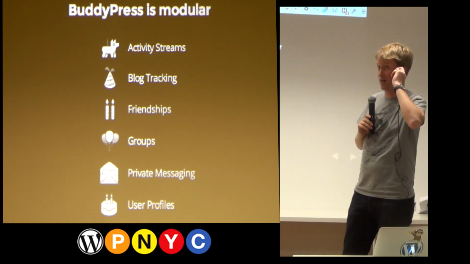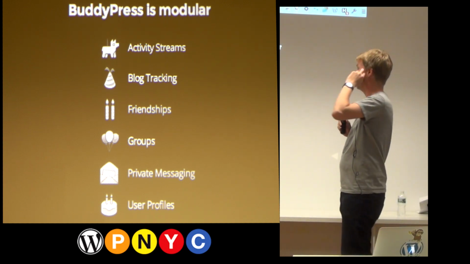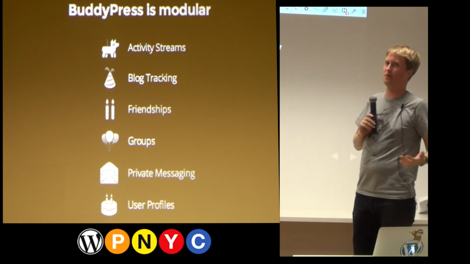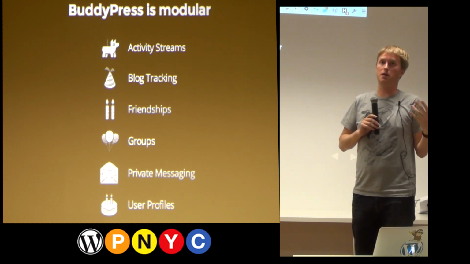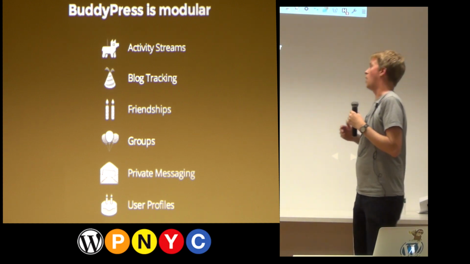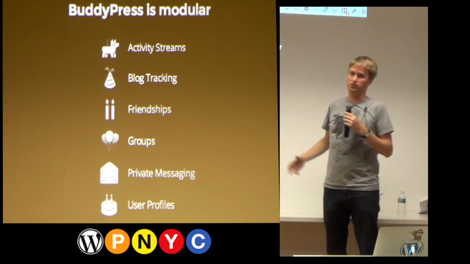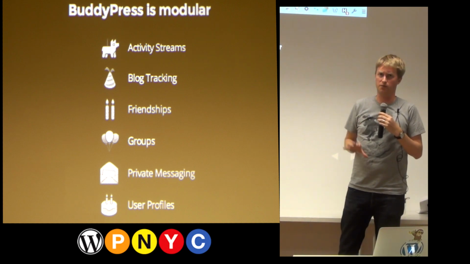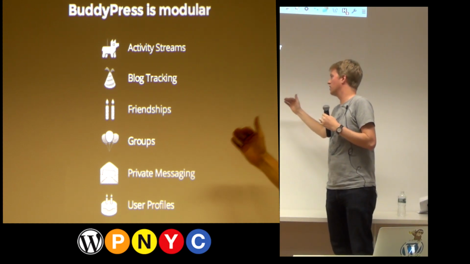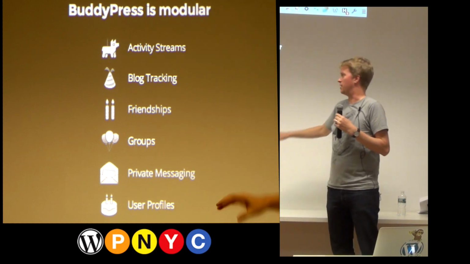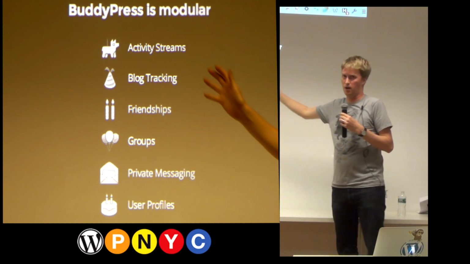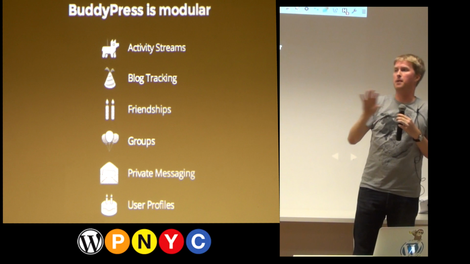One of the cool things about BuddyPress is that it is modular. By that I mean that it has all these different parts to it. These are what we call the different components of BuddyPress, and they are all independent of each other. For some sites, all you really want to have is activity streams. Maybe you want a way to aggregate content from all over the site. Or maybe all you really want on the site is groups and profiles, and you don't want to bother with things like friendships and blog tracking.